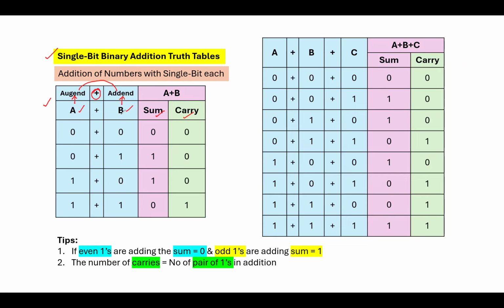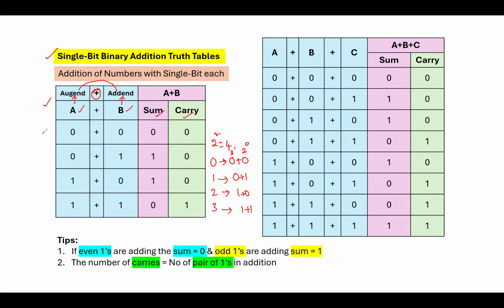For two inputs, 2 power 2 combinations of binary we can apply. 2 power 2 equal to 4. That means 0, 1, 2 and 3. With the two inputs, 0 means its equivalent binary is 0, 0. 1 means 0, 1 based on the binary weights 2 power 0 and 2 power 1. 2 means 1, 0. 3 means 1, 1. Now we should apply addition operator between these two bits.